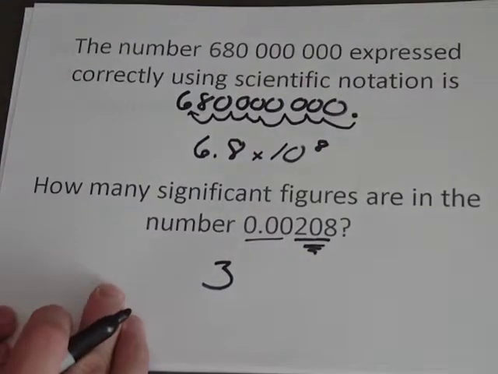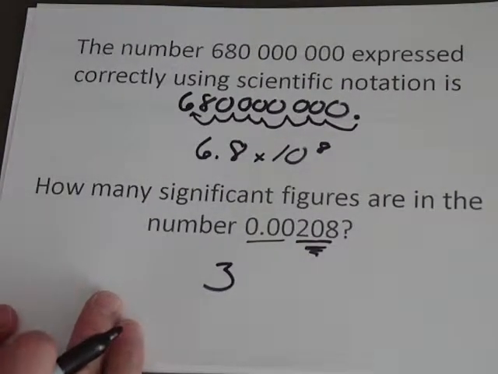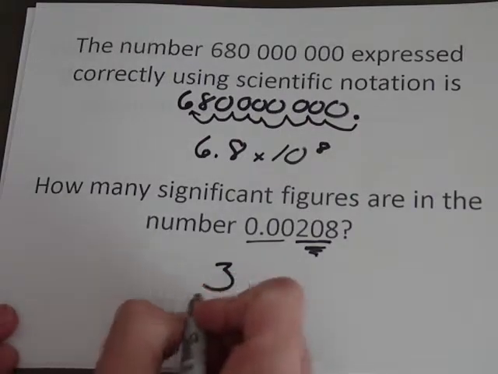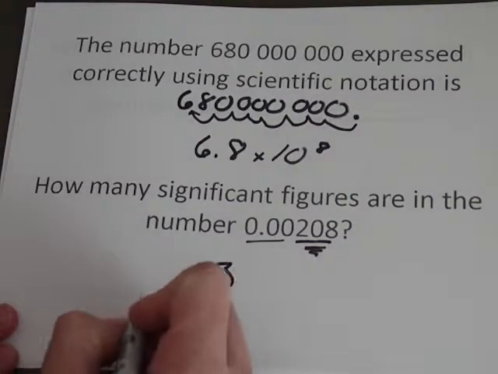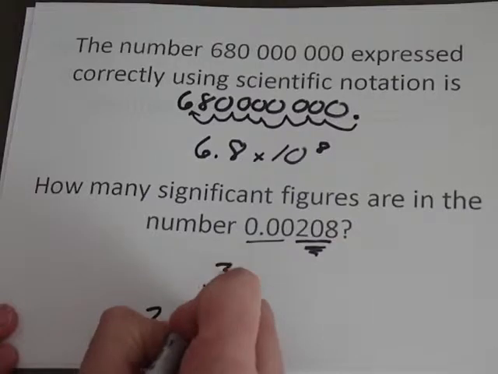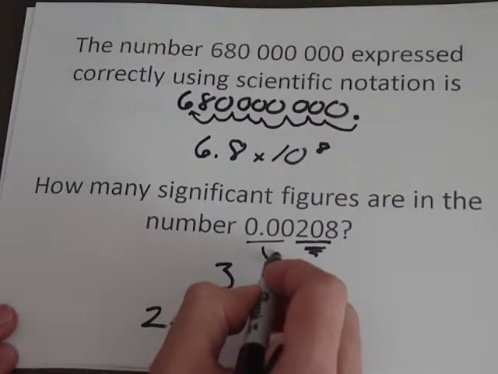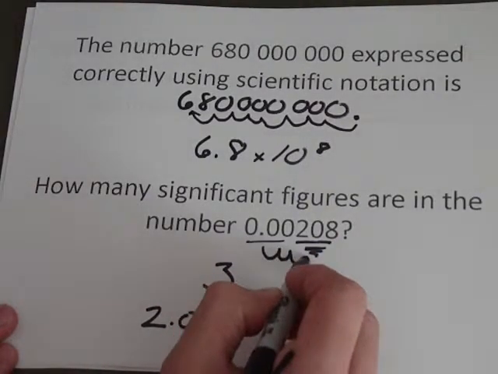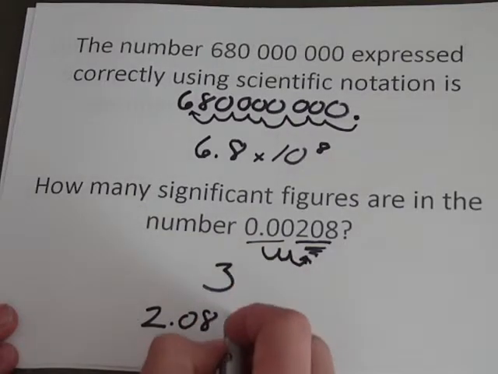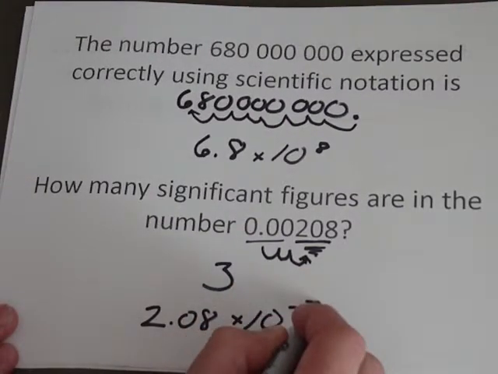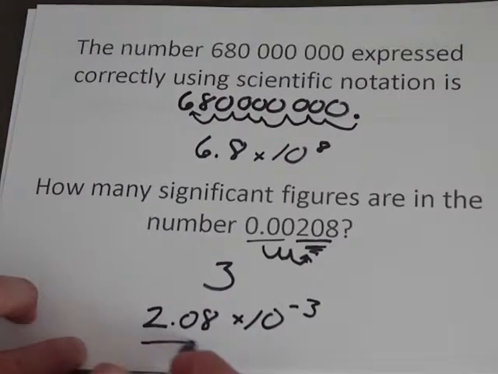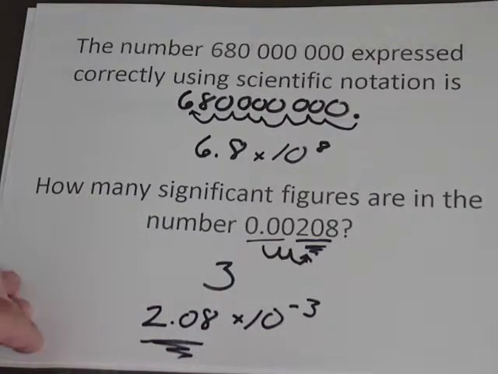Another way that you could think about it is as if we wrote this in scientific notation. We would write this as 2.08, and we would have to move that decimal 1, 2, 3 spots, times 10 to the minus 3. And so we only have 3 significant numbers.